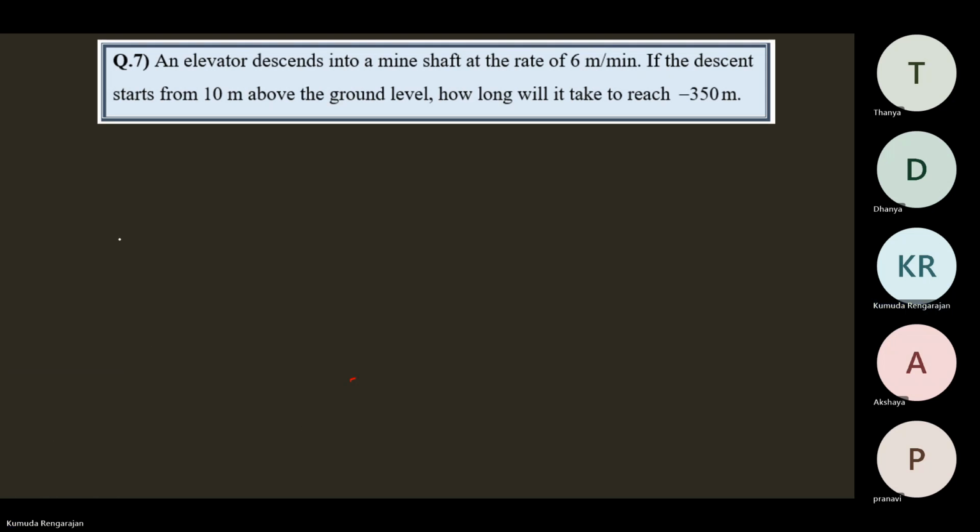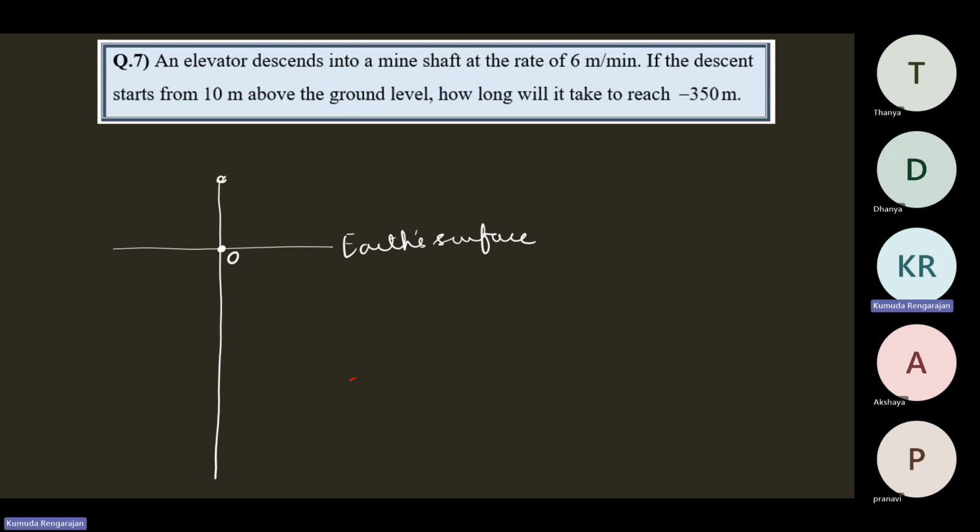So this is the ground level, which is 0. Let's just use a number line vertically like this. Okay, so this is 0. This is the Earth's surface. All right, now say this is the position of the elevator and it's now 10 meters above the ground. This is 10. And it has to go down to this place, which is marked minus 350 meters.